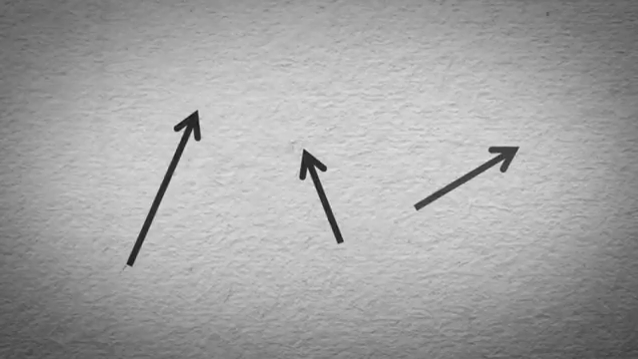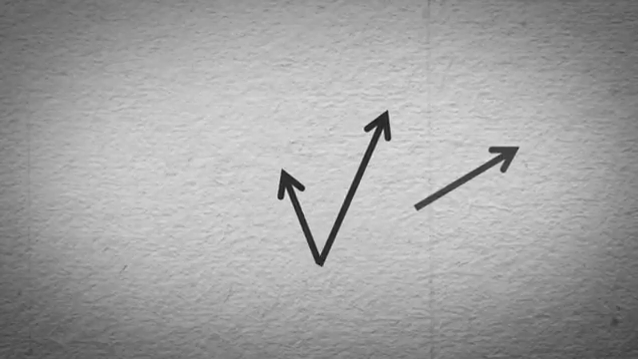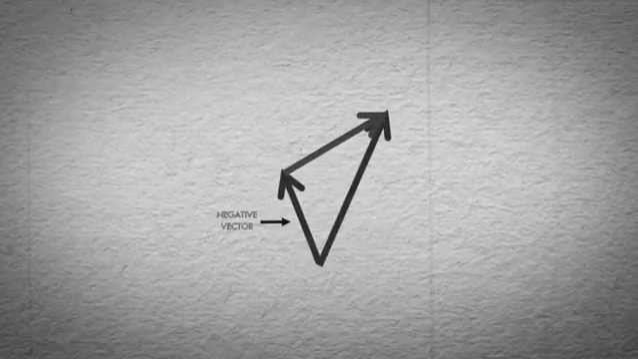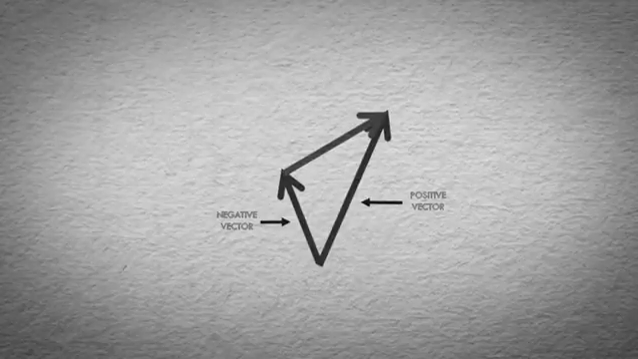Notice we will get the same vector if we align the two vectors tail to tail and then draw a resultant vector from the negative vector to the positive vector. This is the second way to find the difference between two vectors.